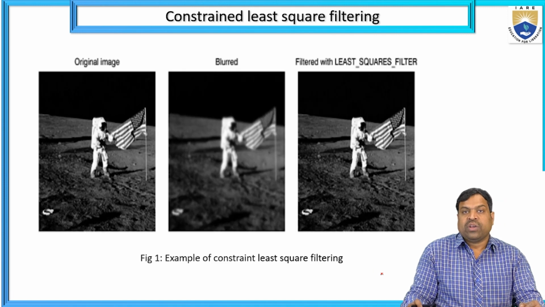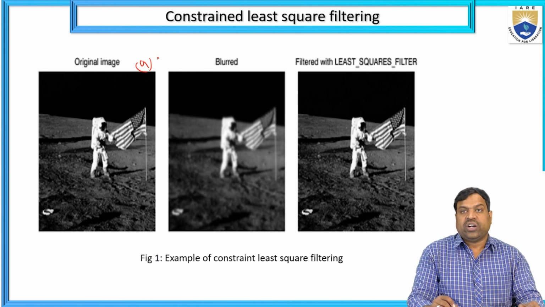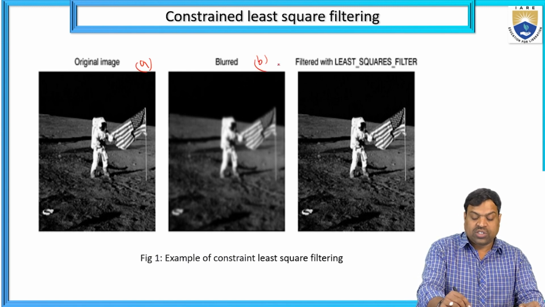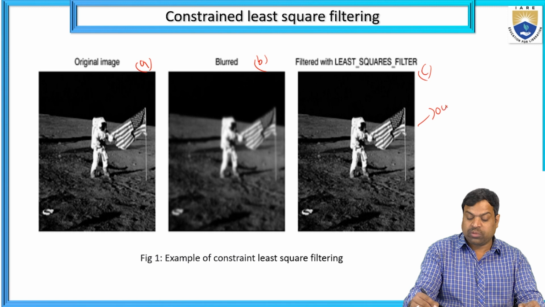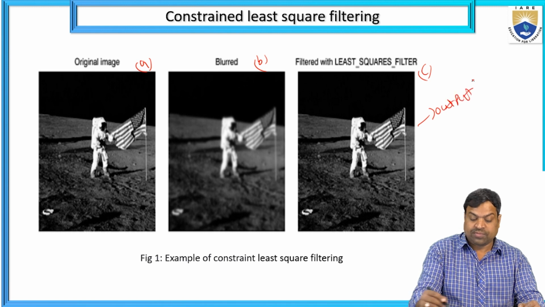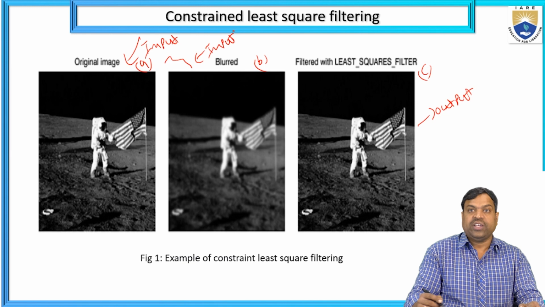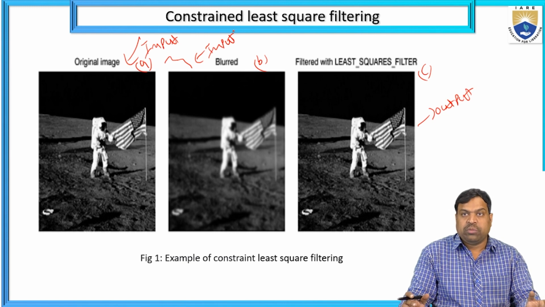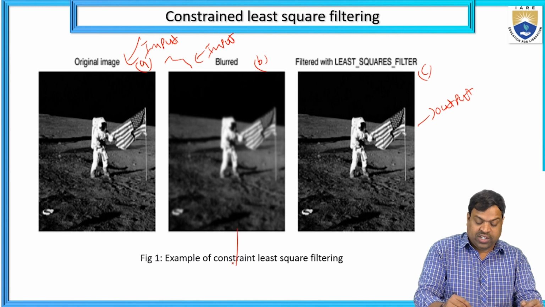Suppose I am taking an image. Figure A is the original image, figure B is a blurred image, and C is the image filtered with least square filtering. C is the output image. A is the input. But here, blurring is added to the input image, which means it is a noisy image.